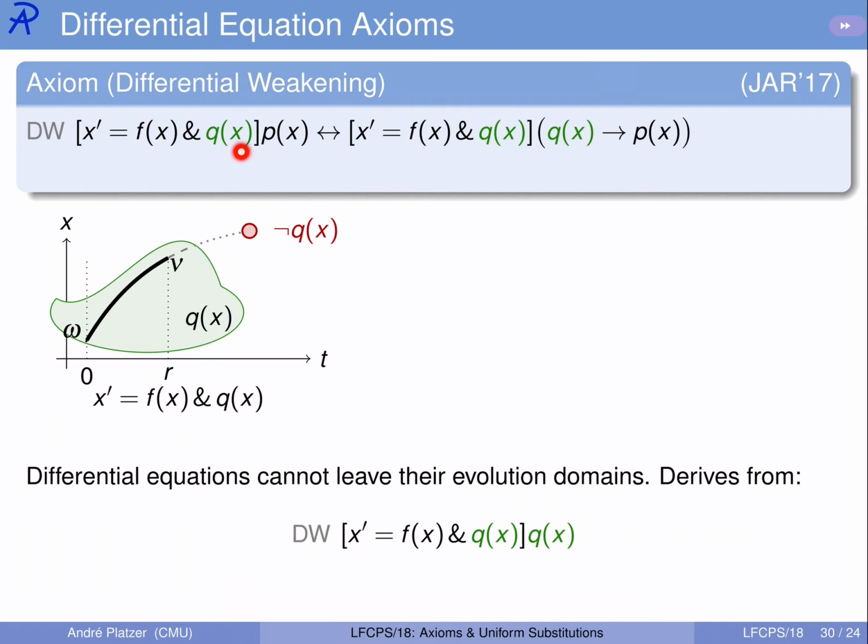In a sense, that's the whole point of an evolution domain constraint, that of course its true value changes while the differential equation is running. And the postcondition, of course, also is a predicate symbol because it's true or false, and its truth, however, depends on the specific value that x is. And then we've correctly rendered this differential weakening axiom in uniform substitution style.